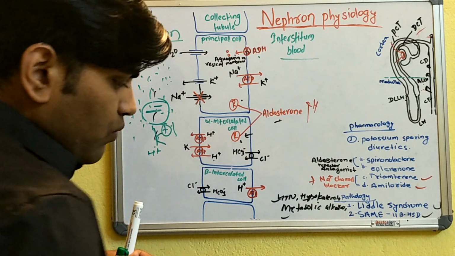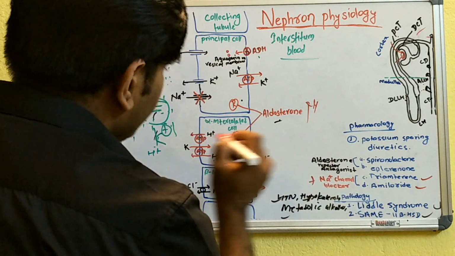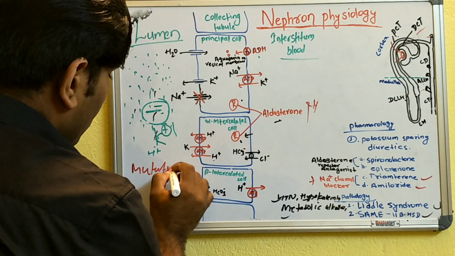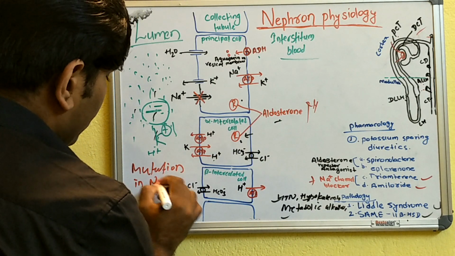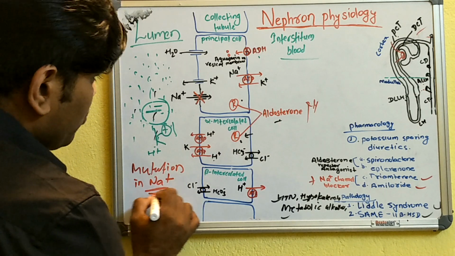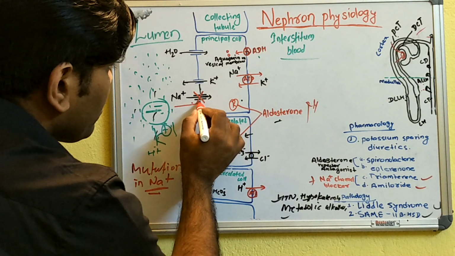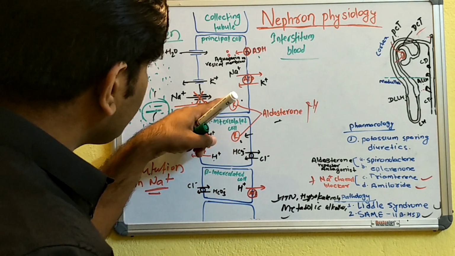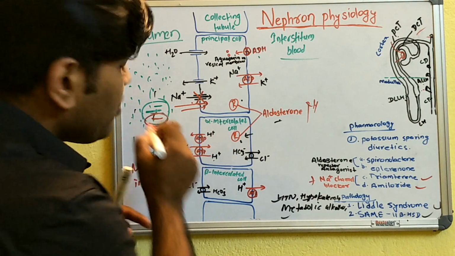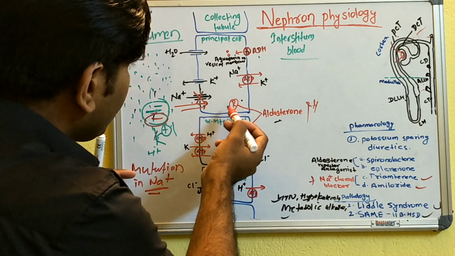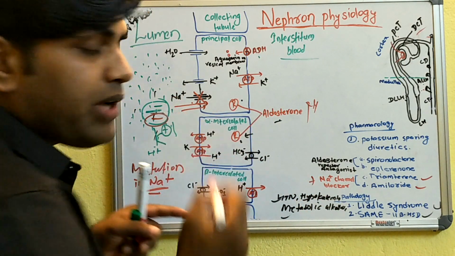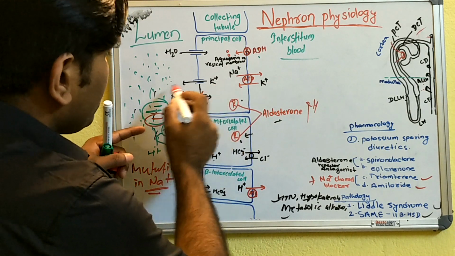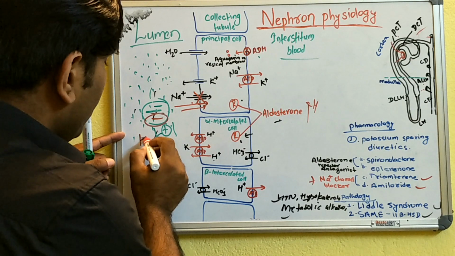But here, if you talk about Liddle syndrome, it is a mutation in the sodium channel. Since the sodium channel is mutated, more sodium is absorbed. More and more sodium is absorbed. Since more sodium is absorbed, what happens? More luminal negativity will occur. With more luminal negativity, potassium will be excreted, hydrogen will be excreted. If potassium is excreted, then there will be hypokalemia.